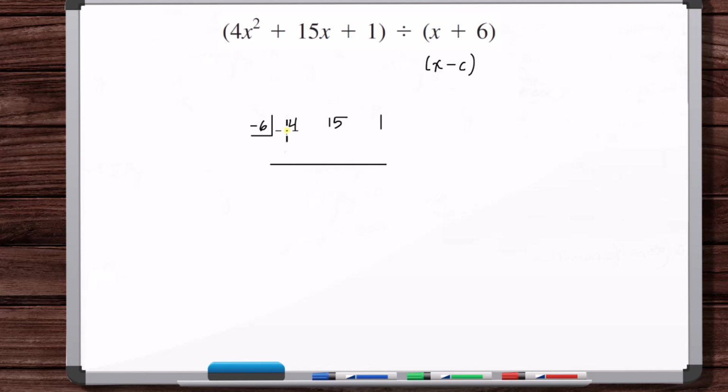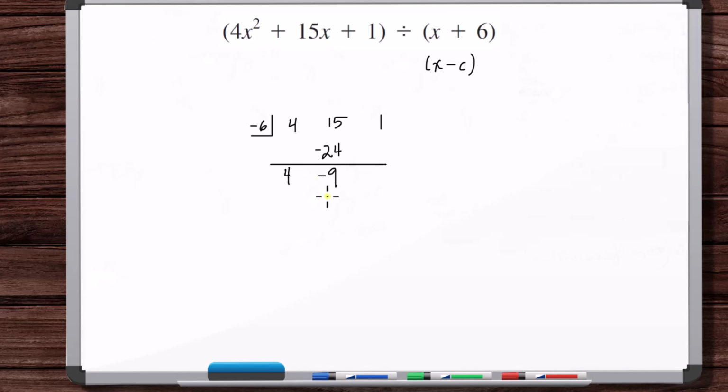Okay, so now we're ready to do the synthetic division. We bring down this first term, just bring it down, and then we multiply this by the c. 4 times -6 is -24, and we put that multiplication underneath the next term. Okay, now we add these two terms. Add. It's easy to mix up. You're so used to subtracting in the regular polynomial long division. No, you add these. So 15 plus -24 is -9.